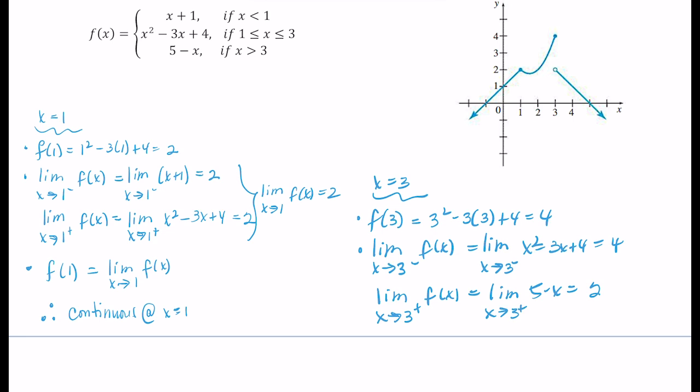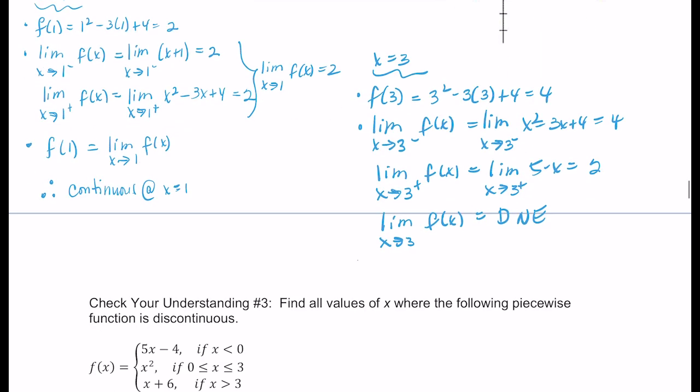So now if you notice, both one-sided limits didn't give me the same answer, right? So the limit doesn't exist. So therefore, that tells you right there that f of 3 doesn't equal the limit as x approaches 3, because the limit as x approaches 3 doesn't even exist. So therefore, let me add this in here. The limit as x approaches 3 of f of x does not exist. So therefore, the function is discontinuous at x equals 3.